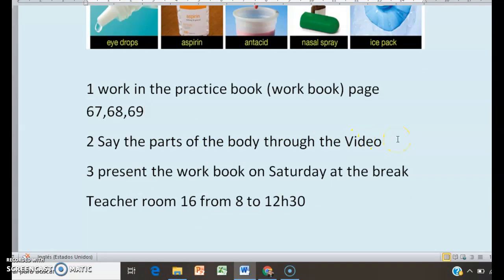Luego, seguido tenemos: Say the parts of the body through the video. Vamos a tener que grabarnos un video sencillito, búsquese un picture o algo en la computadora y mencione las partes de cada uno de ellos, ¿ok? Con un cuerpo humano y mencione, vaya pronunciando bien. Usted ya ha hecho videos de comida, ha hecho videos más difíciles, lo veo muy accesible. Present the video, tienen que presentarme por favor este video el día viernes, máxima fecha el día viernes a las 2 de la tarde. Ok, presénteme por favor el workbook el día sábado a la hora del receso. Les voy a recibir, yo me encuentro en el aula 16 de 8 a 12 y media del día.